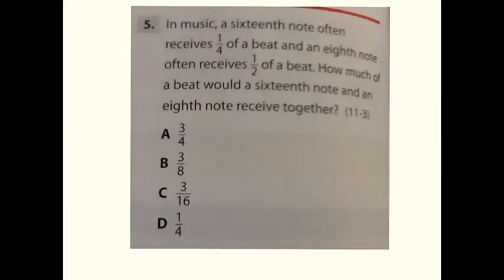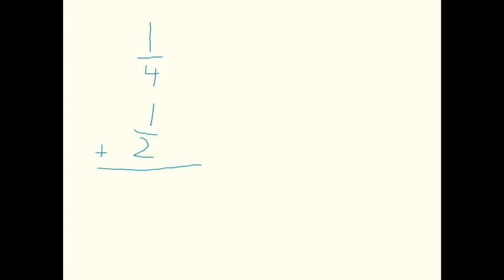In music, a 16th note often receives 1/4 of a beat, and an 8th note often receives 1/2 of a beat. How much of a beat would a 16th note and an 8th note receive together? A, B, C, or D? In this problem, we will be adding 1/4 plus 1/2. So, first, you are going to find your common denominator. As you can see, 2 can be multiplied by 2 to make 4. So that's your least common denominator.